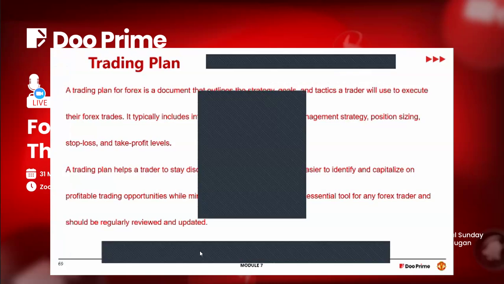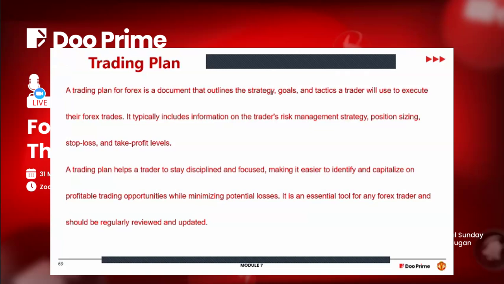So in building this trading plan, some of you might want to say, but I don't have a strategy. Yes. Some will say, yes, I have a strategy, but I'm not a master of my strategy. Now, these are the things you need to do first before writing out a trading plan.